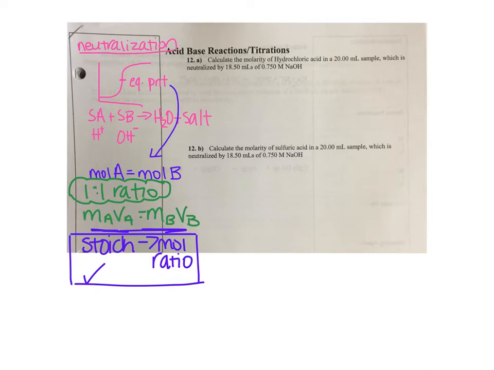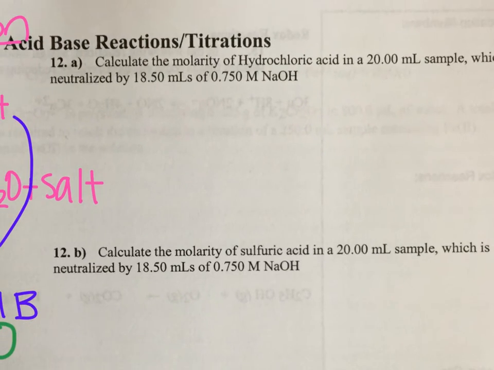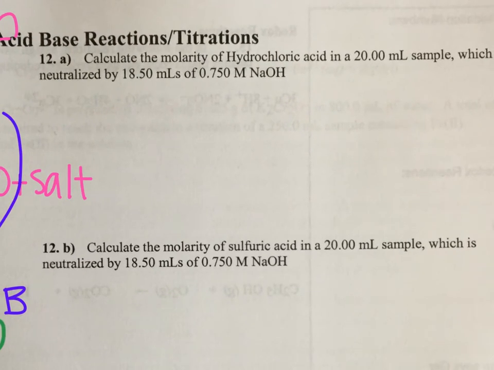I'm going to just show you one of each, and then we're stopping. The first one, for 12A, has us calculating the molarity of hydrochloric acid in a 20 milliliter sample, which is neutralized by 18.5 milliliters of sodium hydroxide.